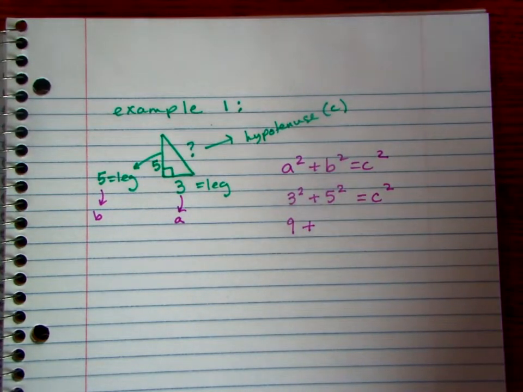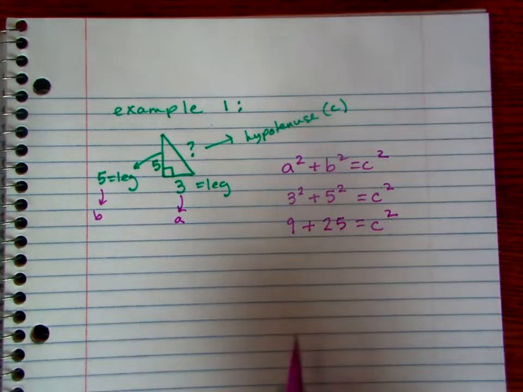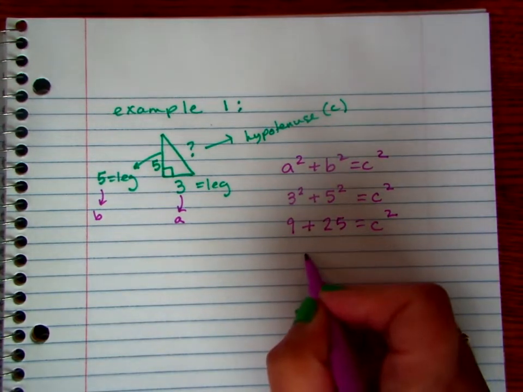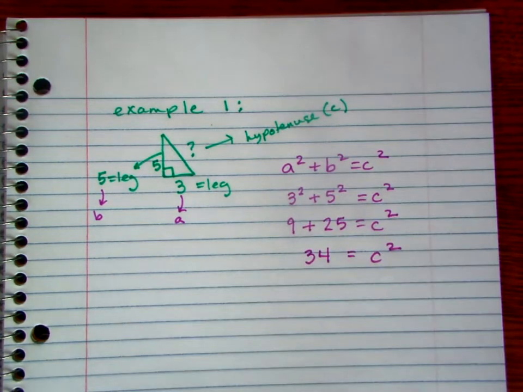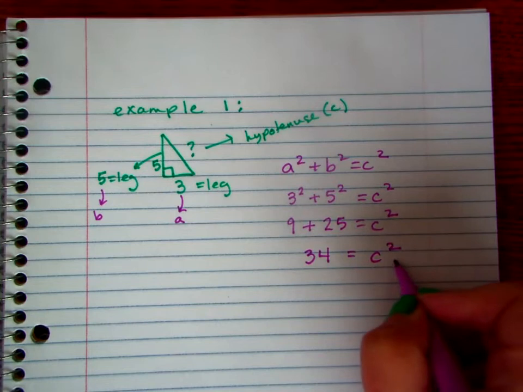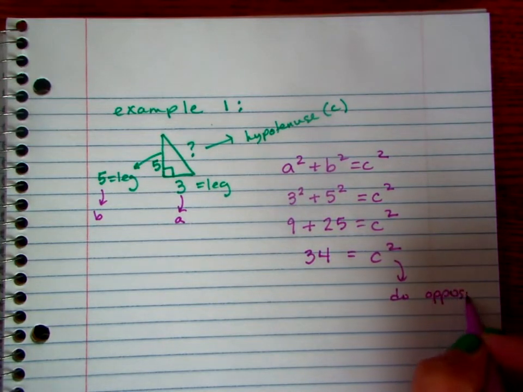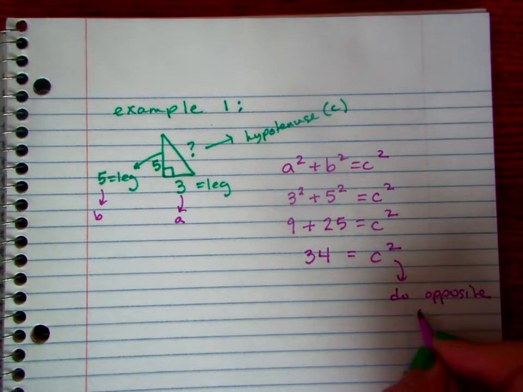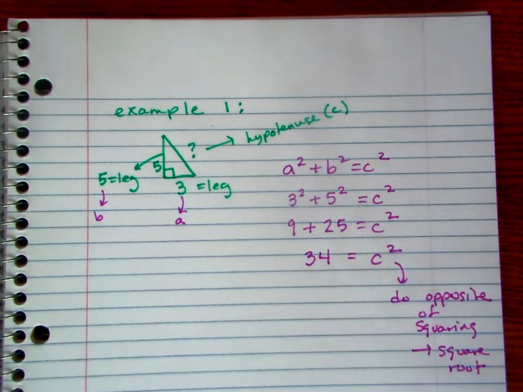5 squared is 5 times 5, which is 25. And that equals c squared. Now, 9 and 25 is 34. But that equals c squared. So remember, the opposite of squaring, we want to find c, not c squared. So we'll do the opposite of squaring. And the opposite of squaring is square root. Okay, but when we do that, we have to take the square root of both sides.